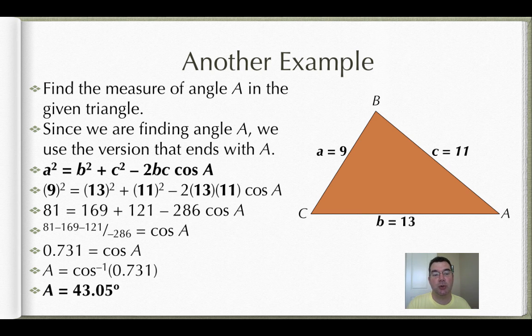So there's two examples of using the cosine rule in each situation. One where I know two sides and the angle between them, and the other case where I know just the three sides and none of the angles.